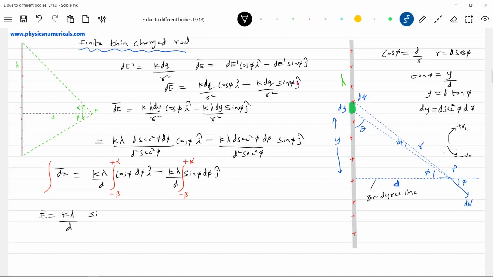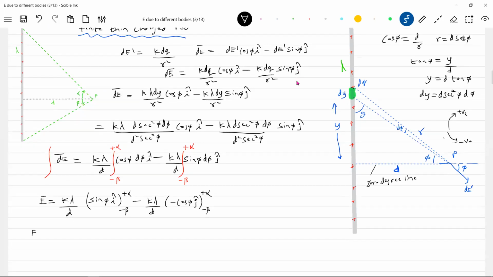So solving this, E bar equals K lambda. Integral of cos phi will be sin phi. Integral of sin phi will be minus cos phi. So E bar will become K lambda by D sin alpha plus sin beta I cap. Negative of negative will be positive. Plus K lambda by D cos alpha minus cos beta J cap.